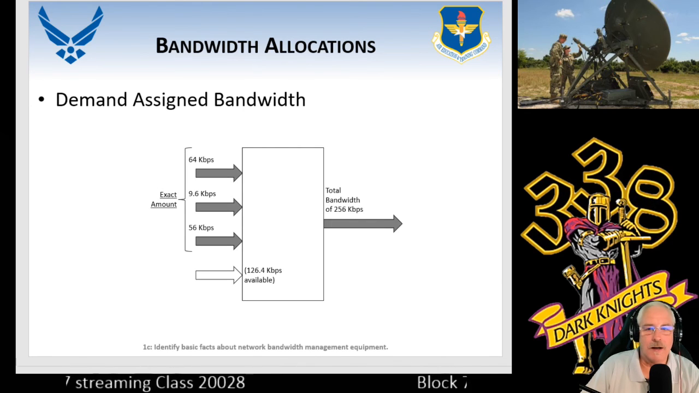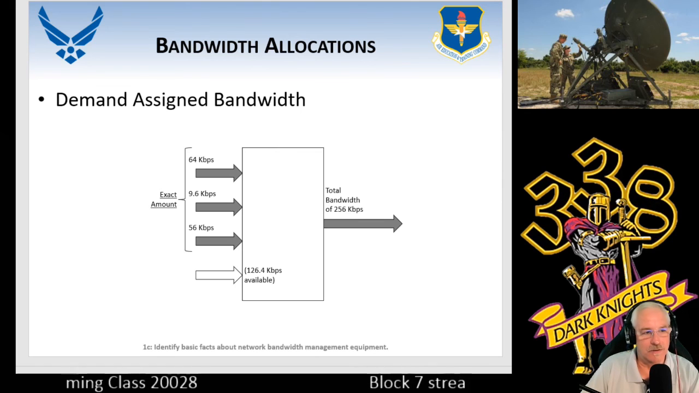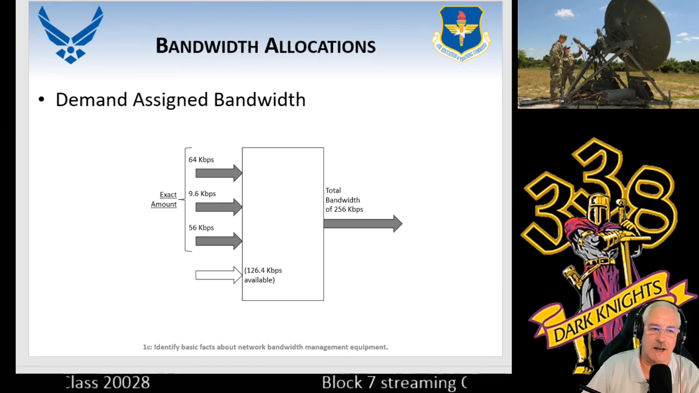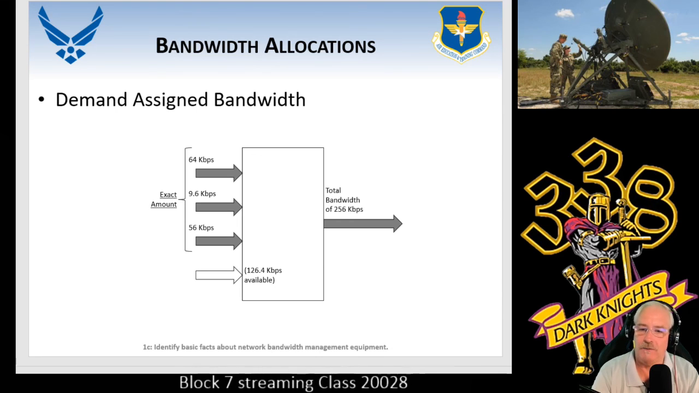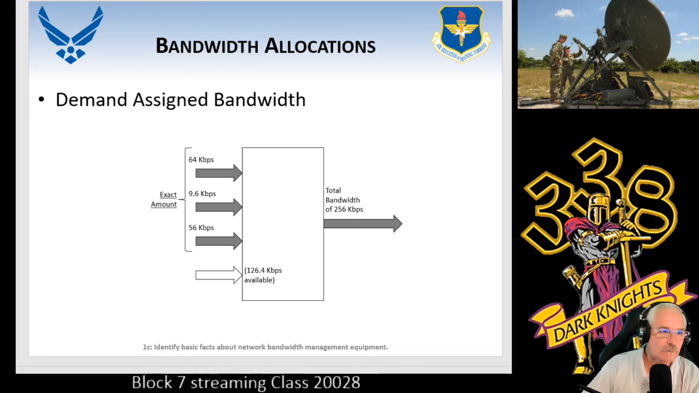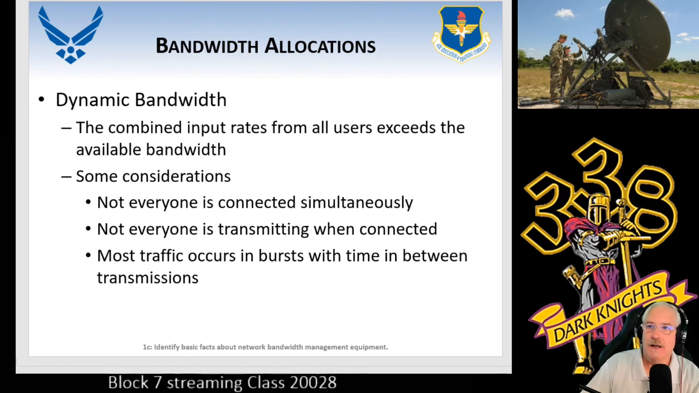So we look at demand assigned on this one. We got 64K, 9.6K, 56K, but there's still 126K available, for a grand total of 256. So if you're not using it, it's going to go into a pot, but if you need to get more, there's a very good possibility that you're going to be able to access that. That is demand assigned.